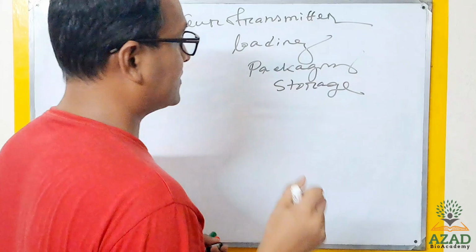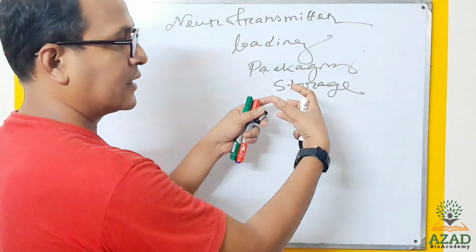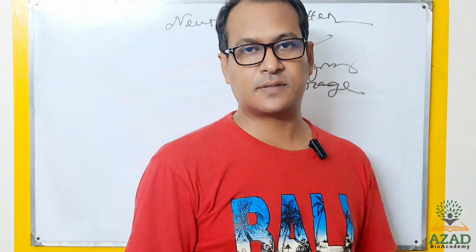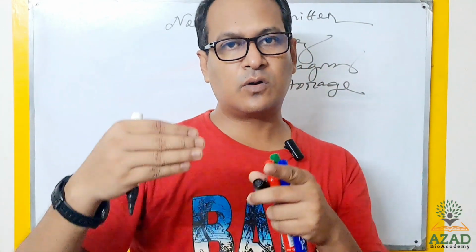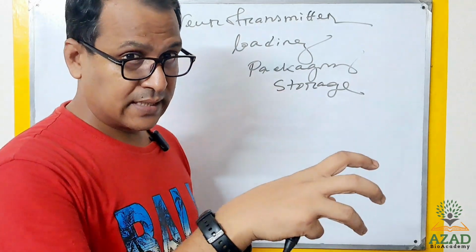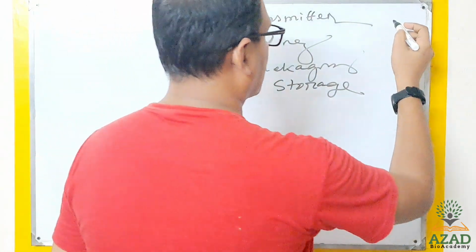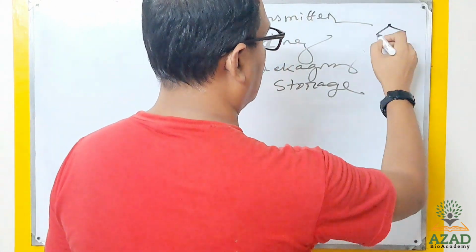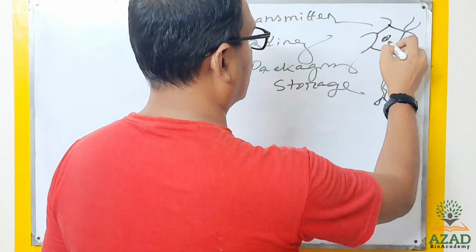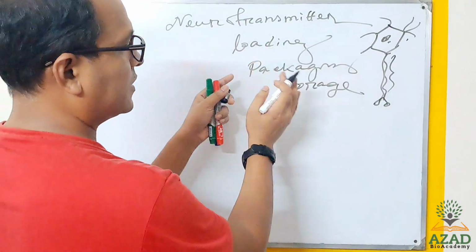As I said earlier, the neurotransmitter will be loaded into the synaptic vesicle, and vesicles are basically of two types: large dense core vesicle and small clear core vesicle, or small synaptic vesicle. Within the vesicle, the neurotransmitter will be stored. If I think of this as a neuron, this is the nerve terminal, this is the dendrite, this is the soma, and this is the axon. In that terminal, the neurotransmitter will be loaded into the synaptic vesicle.